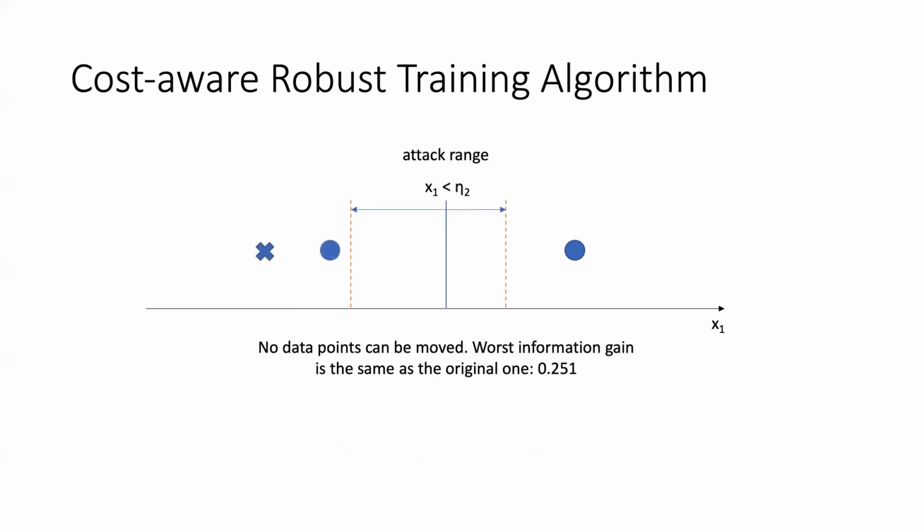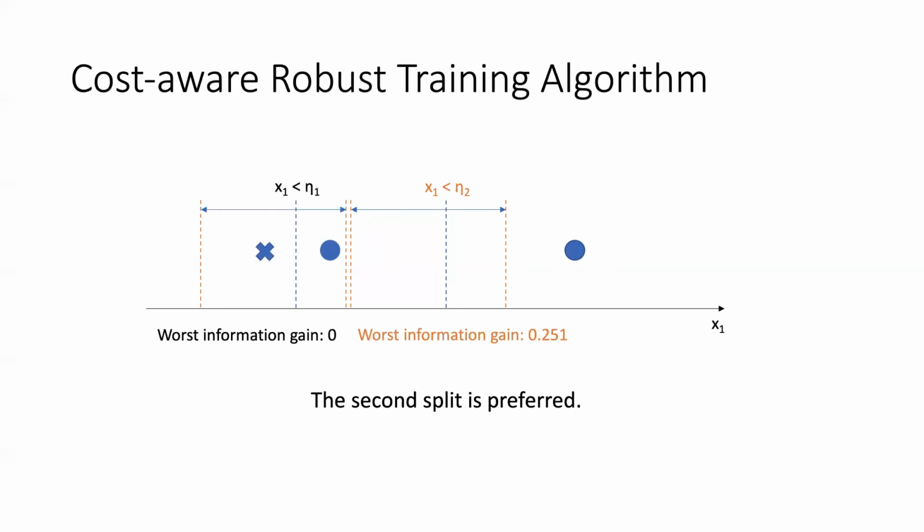Then we do the same to compute the worst information gain for the second split. Since no data points can be moved across the split in this case, the worst information gain is the same as the original one, which is 0.251. Comparing the worst information gain for the two splits, the second split has a higher score, and therefore it is the preferred split.